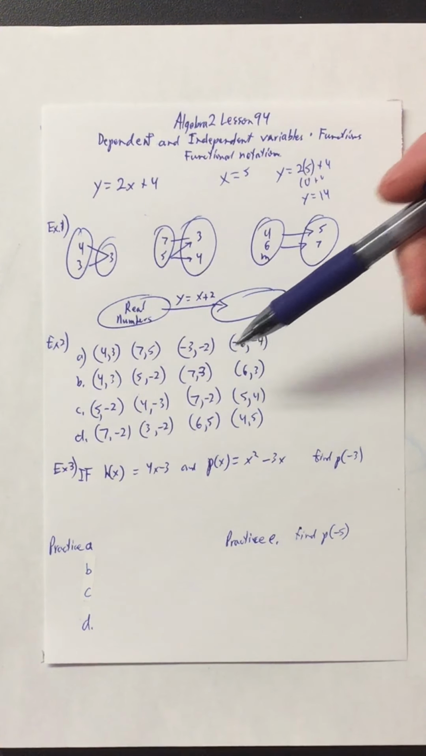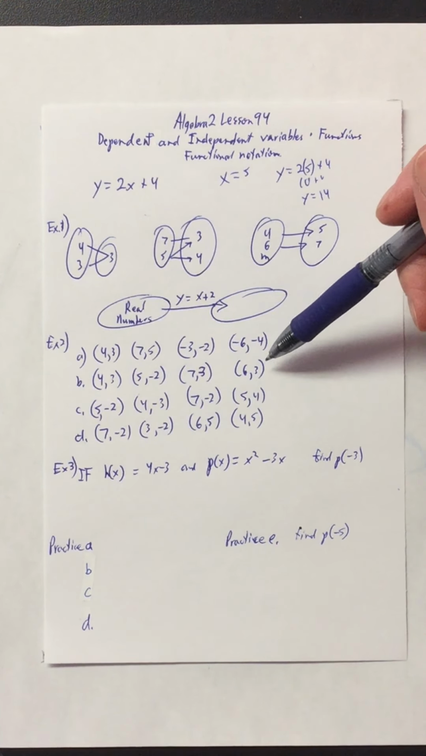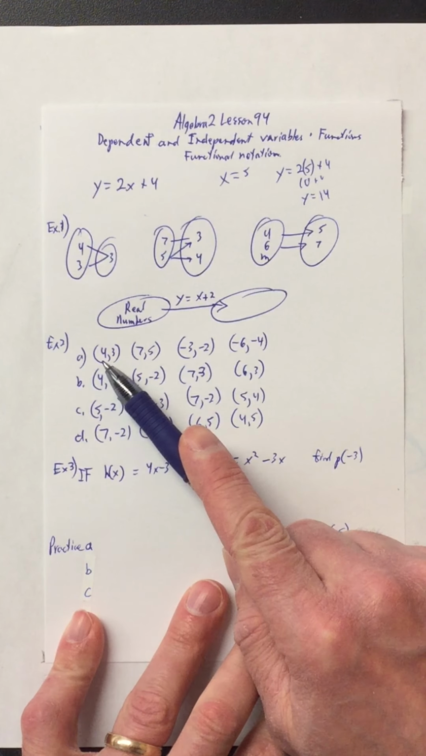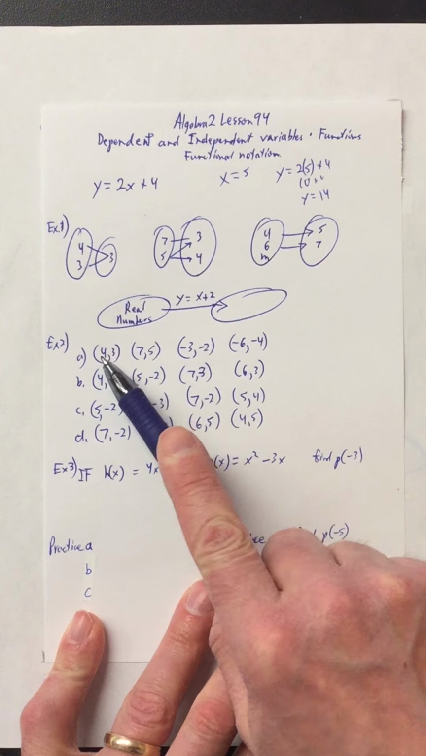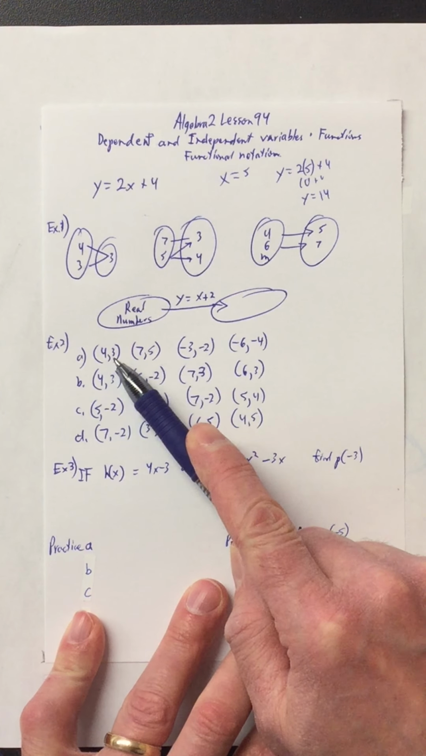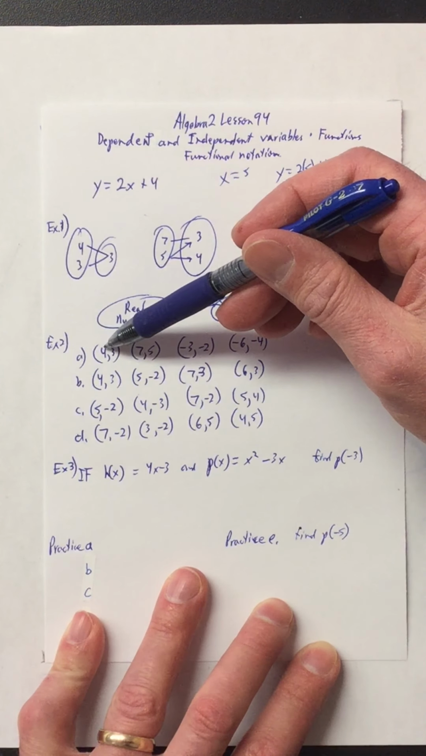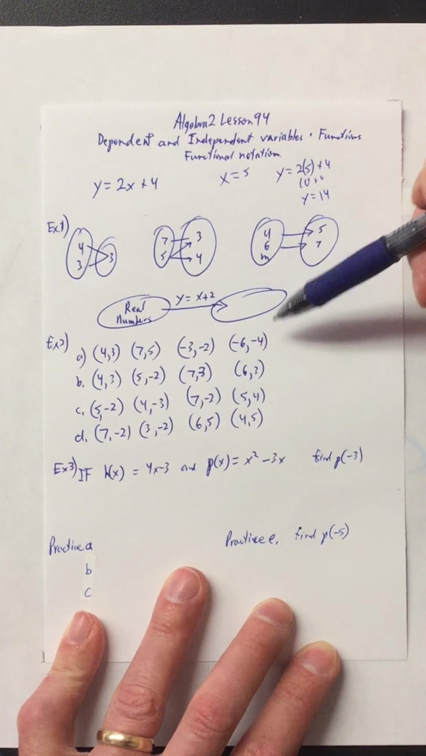Okay, looking at example 2, the format is a bit different, but remember in these coordinate pairs, the first value is the x and the second value is the y. So basically we have to look through here, and if we have any of the same first number, x's, we have to check them to see if the second part is the same.